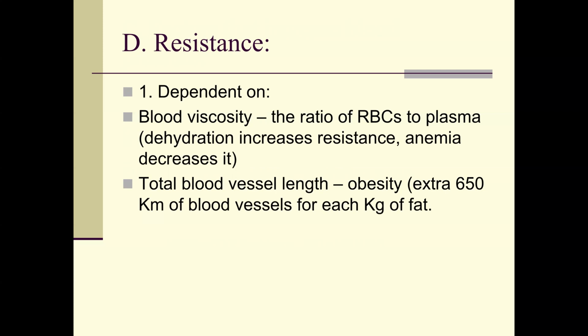This is a fascinating thing. I've got to look this up, see if this is true. If you are obese, in other words, if you are above 30 in a body mass index, you have 650 kilometers of blood vessels for every kilogram of fat. Well, a kilogram is 2.2 pounds, so you really need to know that. Why do you need to know that? If you read any medical journal outside of the United States, it's going to be in kilograms.